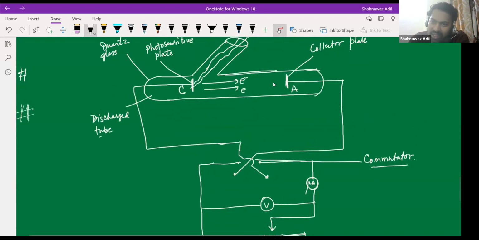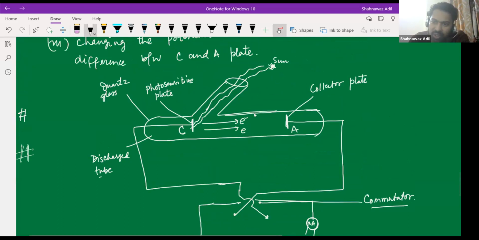So you can see that if this A plate is negative, then what will happen to these electrons? Will they come to this surface?